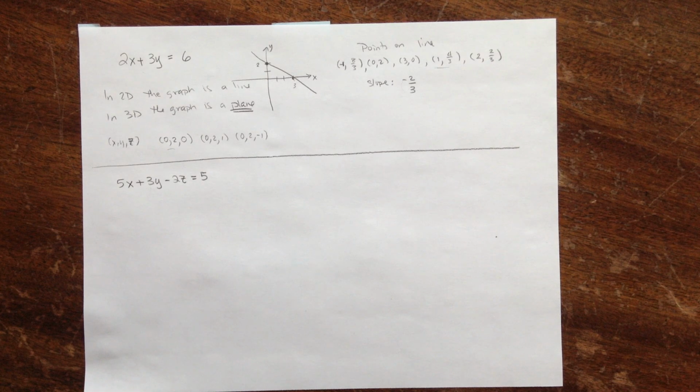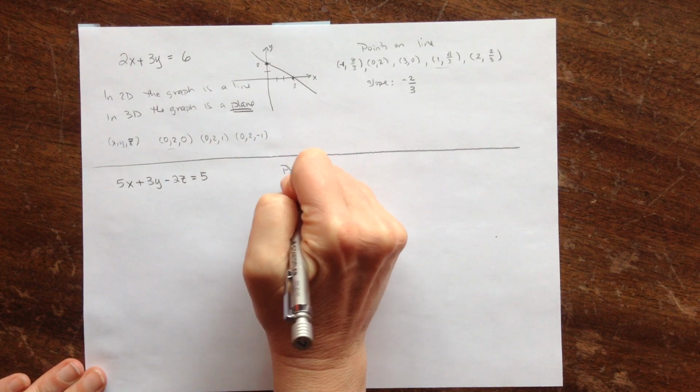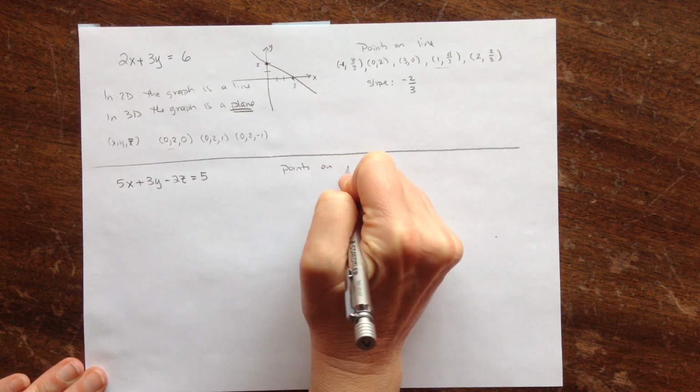Okay, so this is a linear equation. It's got all 3 variables showing, so it has to be a 3-dimensional graph, and it would be a plane in 3 dimensions. And so we can find some points on the plane.